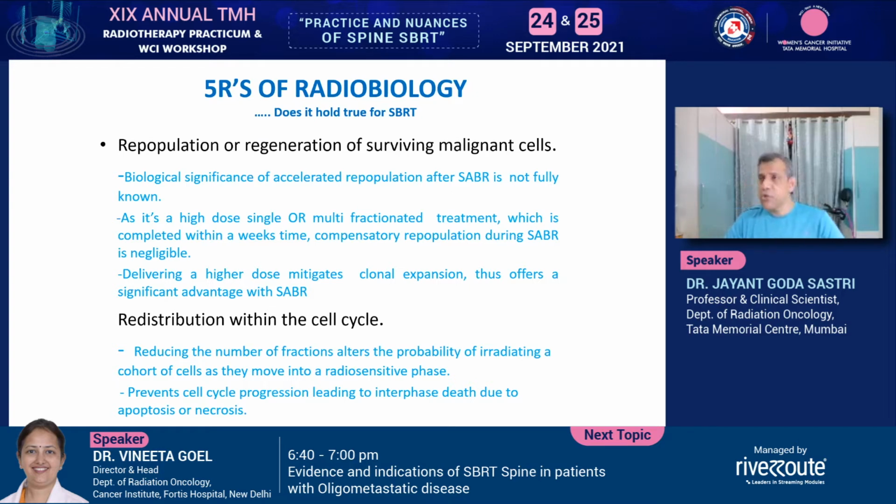Coming to redistribution of the tumor cells within the cell cycle, when we are reducing the number of fractions, this alters the probability of irradiating a cohort of tumor cells as they move into the radiosensitive phase of the cell cycle, which is the G2/M phase of the cell cycle. Once we prevent the cell cycle progression, or for that matter, a cell cycle arrest happens, this leads to interphase death, which occurs because of apoptosis and necrosis, but also because of tumor cell senescence and autophagy.